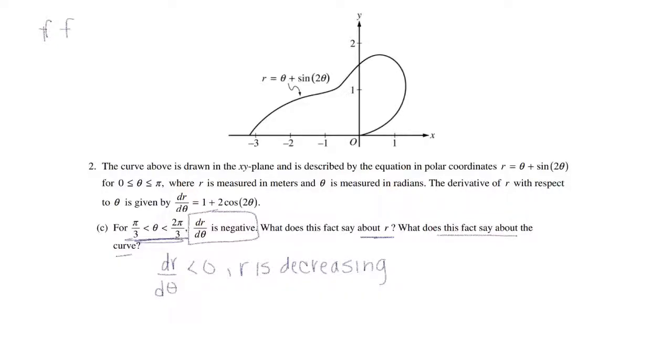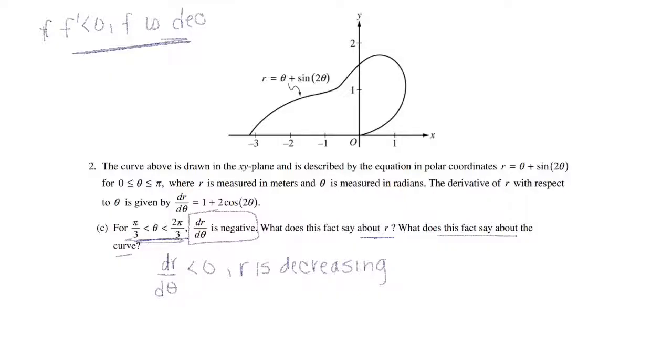If f prime is negative, then we know f is decreasing. Now, decreasing doesn't imply negative. It just means that the value is decreasing. That's all it means, so be careful with that. So that's the idea that I would use for this particular problem. If dr over d theta is less than 0, then it's safe to say that r is decreasing.